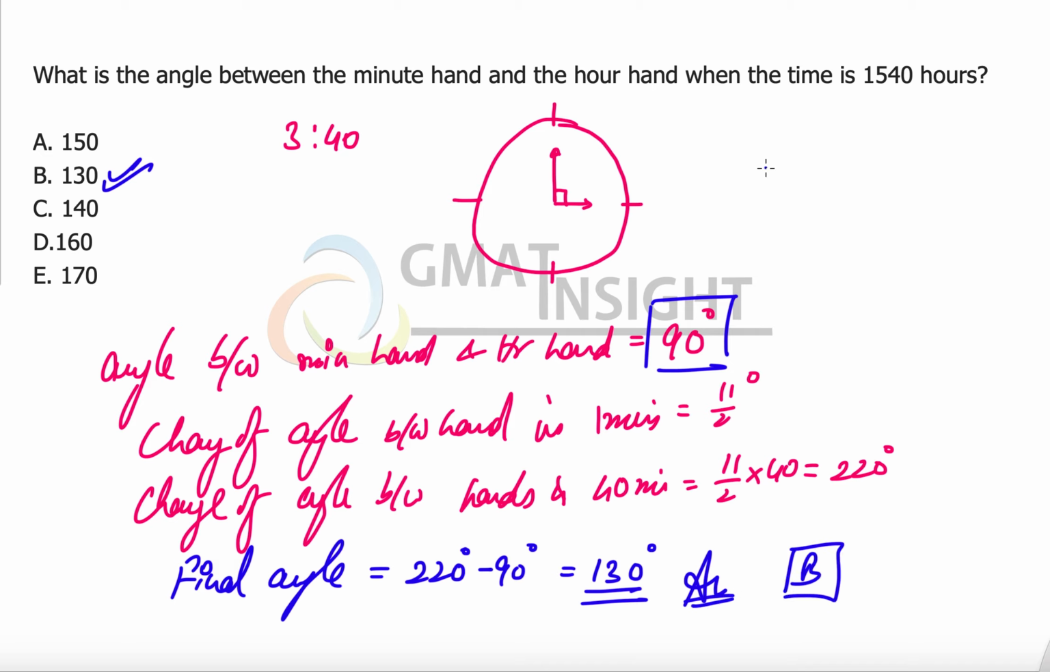See, after 3 o'clock, as soon as the clock starts moving forward, the minute hand moves fast. So the minute hand will travel a bigger angle, whereas the hour hand will travel a very small angle. So this 90 degrees will first of all become 0, and after that at 3:40, when the minute hand will be somewhere here and the hour hand will be somewhere here, you see the net angle will be the change of angle minus the initial angle. The final angle we can write as the change of angle minus the initial angle, because the initial angle is going to become 0 at first.